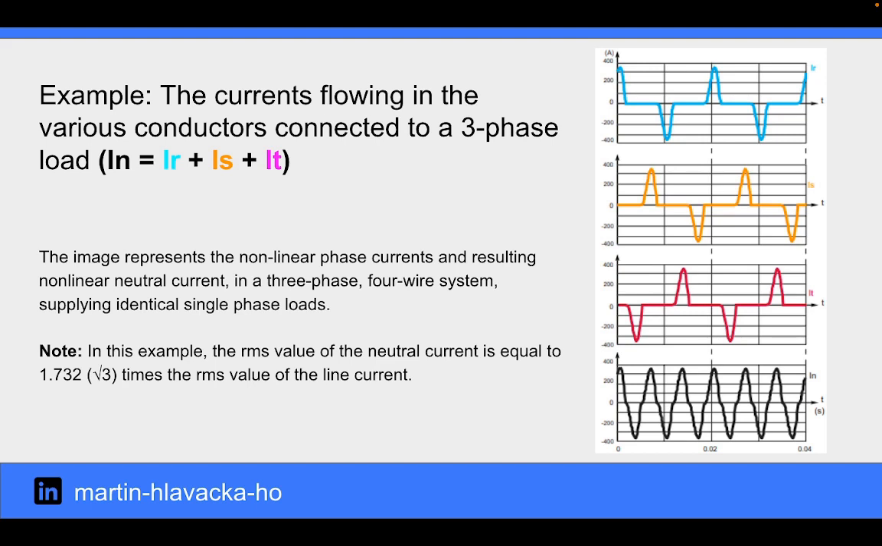However, when the loads include partially linear circuits, such as motors or heating devices, the RMS value of the neutral current is strictly less than square root 3 times the RMS value of the phase currents.